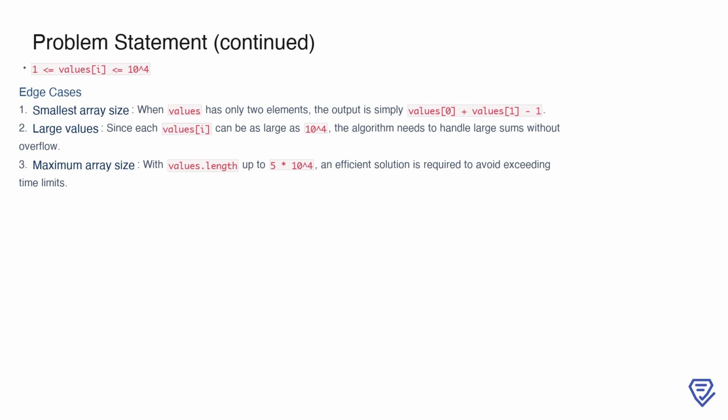First, for the smallest possible array size, when values contains just two elements, the output is simply values[0] + values[1] - 1, as there's only one possible pair. Next, the algorithm must handle large values since each element in values can go up to 10,000, meaning the sums can become quite large. Lastly, with the maximum array size of 50,000, an efficient solution is critical to avoid exceeding time limits. A brute force approach that checks all possible pairs would be too slow, so we need to consider an optimized approach that balances performance with correctness to handle these constraints effectively.